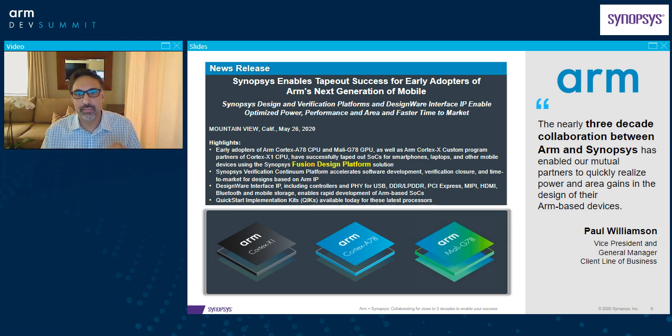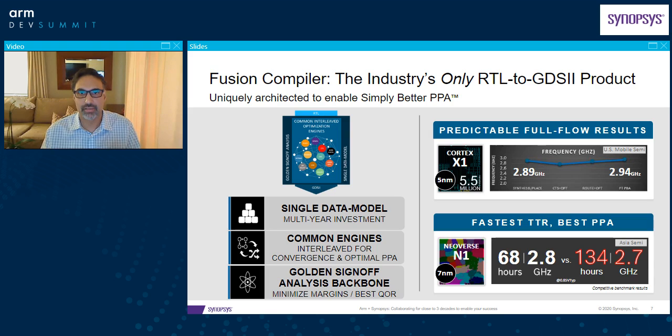And really, the heart of this collaboration that is enabling these customer tapeouts is Fusion Design Compiler. I should say Fusion Compiler. Fusion Compiler is the industry's only full-flow RTL to GDS2 product. And it has 3 key benefits over any other solution available today. It is built on a single, highly scalable data model that essentially brings together the entire flow from synthesis all the way to sign-off. This single data model allows designers to leverage common engines throughout the design implementation and interleave them as needed for best PPA.